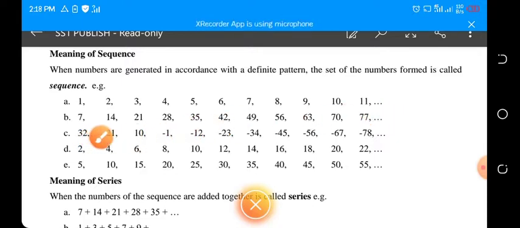If you check 32 to 21 to 10, there is a difference of minus 11, minus 11, all through to minus 78. All right. If you check between 2, 4, 6, all through to 22, you see that the difference between them is 2, 2, 2. If you check 5, 10, 15, 20, 25 to the last number I have here, which is 55, the difference also is 5. In between them, there is addition of 5, 5, 5.